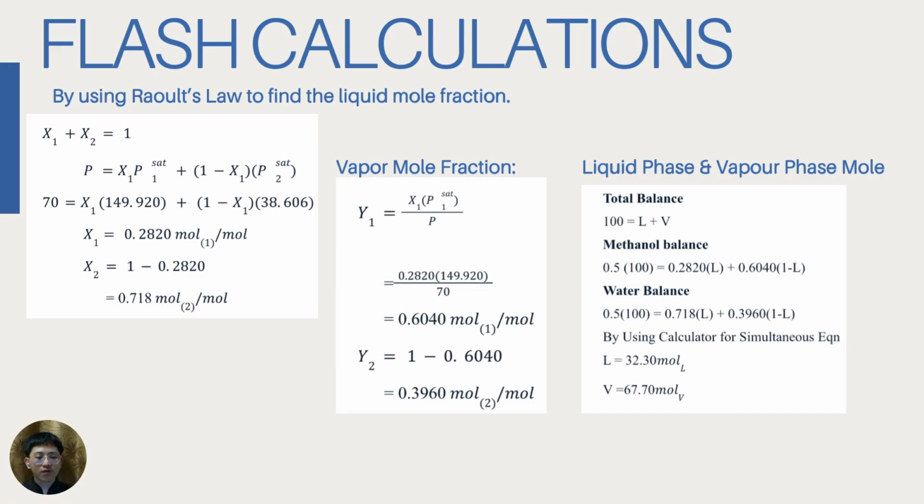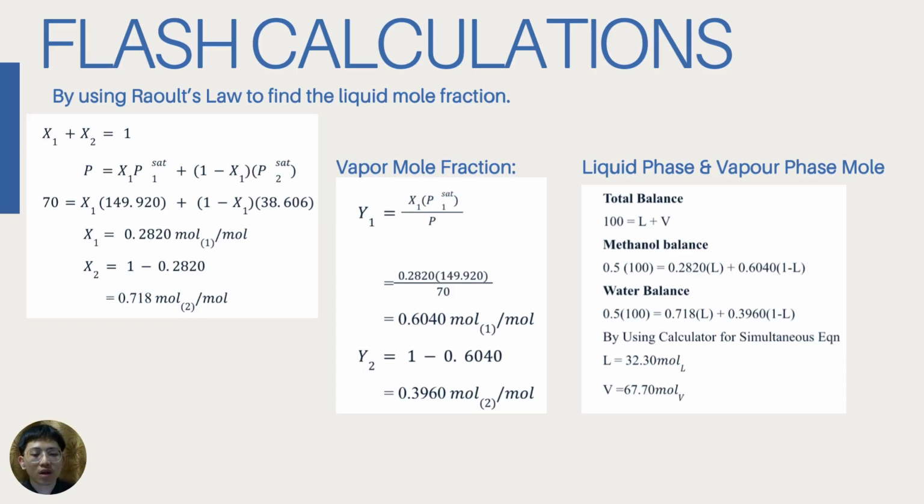So for the vapor mole fraction, we know that the formula is y1 is equal to x1 multiplied by the P sat and divided by the total pressure, which is 70, our operating pressure. So we can have the value of y1, which is 0.640. So y2 is 1 minus y1, so we can have the value which is 0.3960 mole to mole.